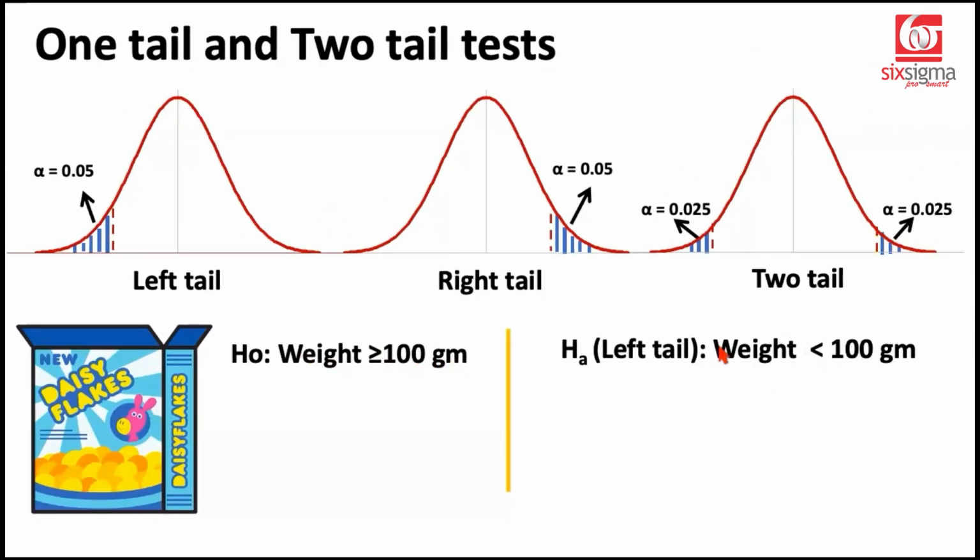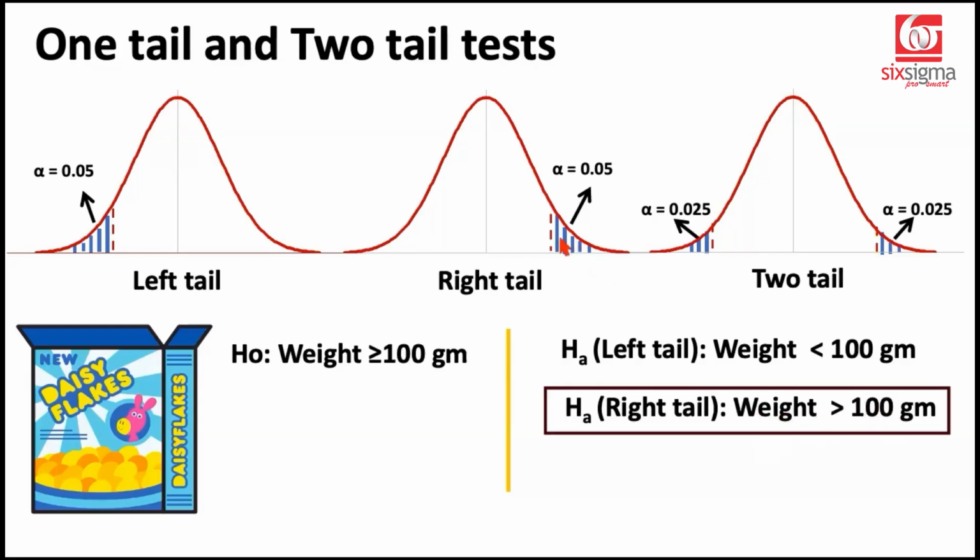So if you see, null and alternate kind of complement each other. Please note null will always be checked on equality. So when you're claiming for less, it has to be checked on equality. You can write it with just an equal to sign or a greater than or equal to sign, completely complementing the alternate hypothesis. On the other hand, the company might challenge that, saying, you know what, we are a standard organization and we never undersupply. We give you a little bit extra. So they can challenge it saying that weight is greater than 100 grams.